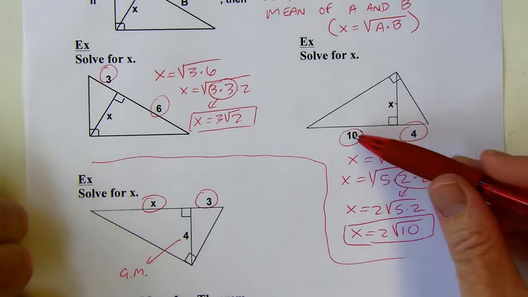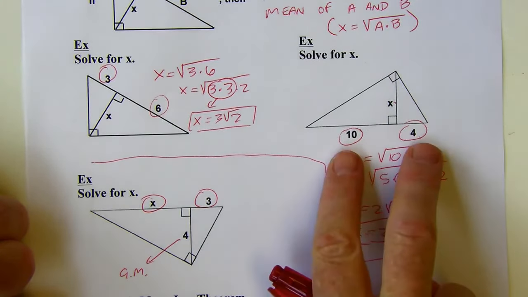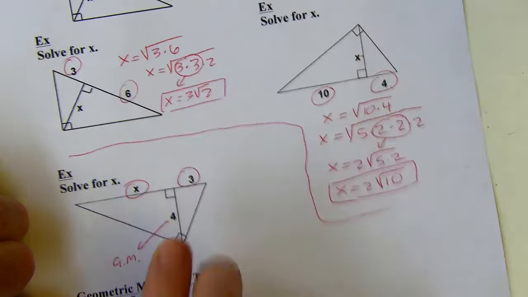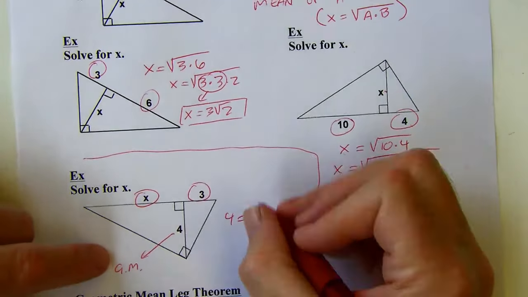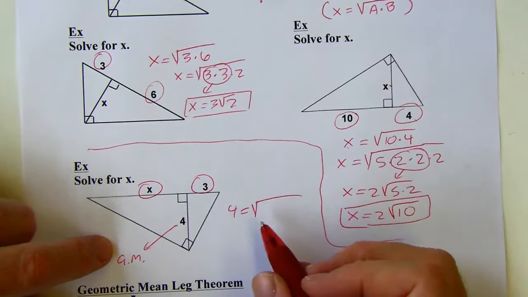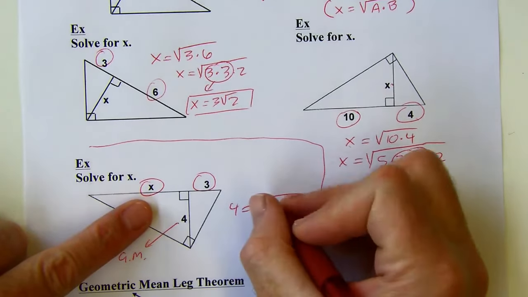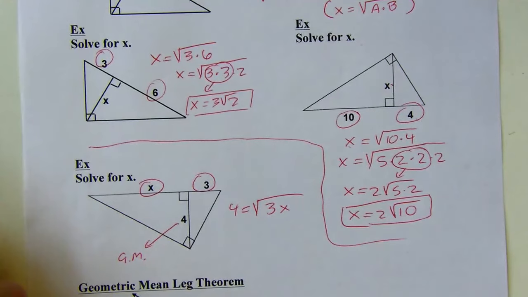When x was the geometric mean between these two, x equaled the square root of the product of those two things, okay? So here 4 is going to equal, I'm putting the 4 on the left because that's the part that's the geometric mean. And then underneath the radical, I'm going to put the product of those two. You could say x times 3, but I'm just going to say 3x like that, okay? 3 times x is 3x, okay?